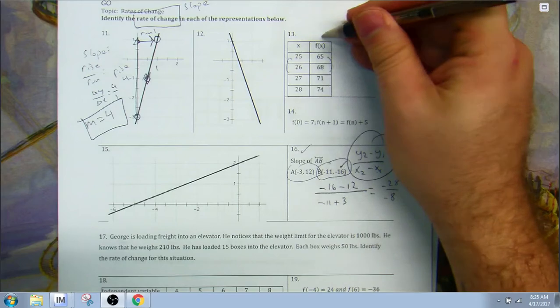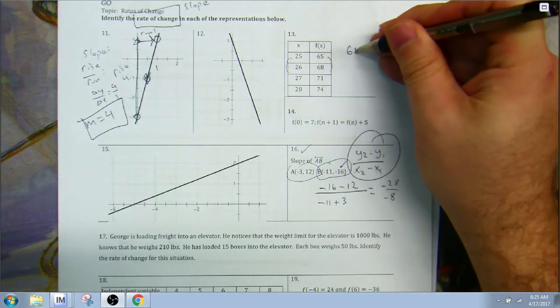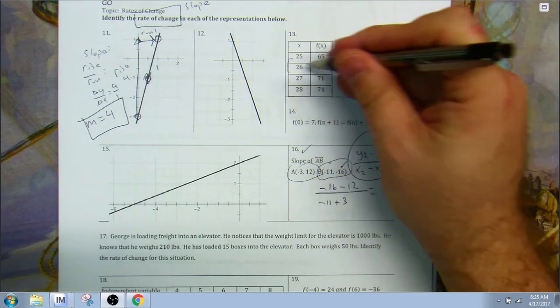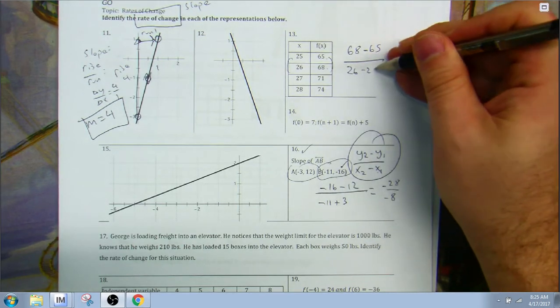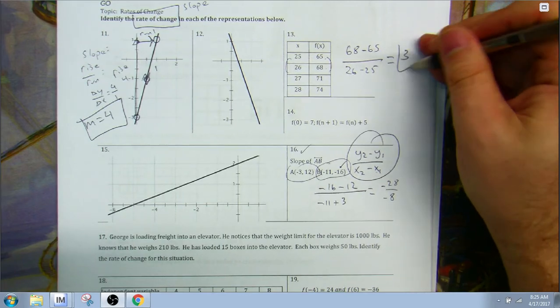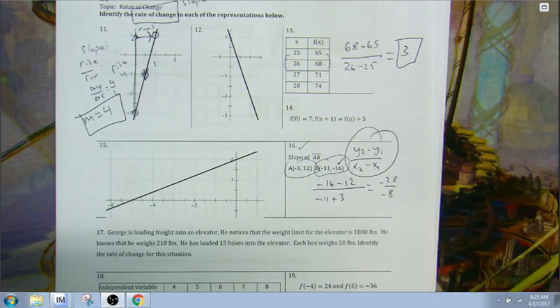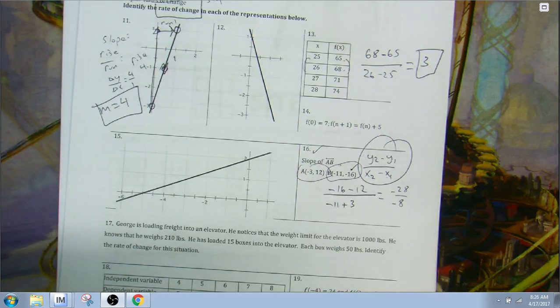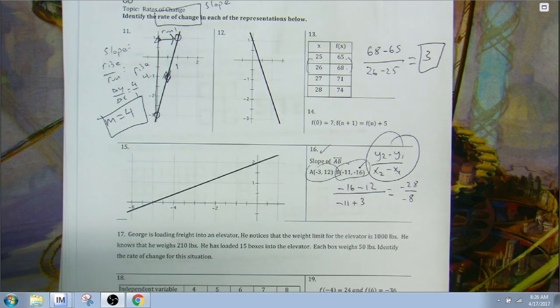Here's our x, here's our y. So I do 68 minus 65, y2, y1, 26 minus 25. Okay, and that gives me what? 3. There you go. So make sure you're doing all this. Do your homework. Be prepared. Some of it's challenging. Some of it's not terribly challenging. A lot of it's kind of a review, just to get our brains thinking so that we're ready to tackle these quadratics.